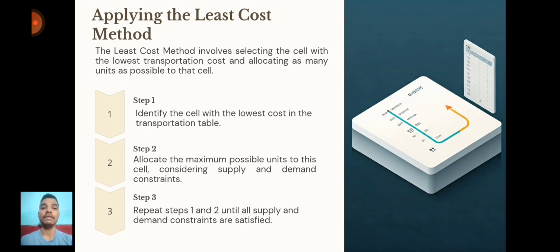Identify the cell with the lowest cost in the transportation table. Step 2. Allocate the maximum possible units to the cell considering supply and demand constraints. Step 3. Repeat steps 1 and 2 until all supply and demand constraints are satisfied.